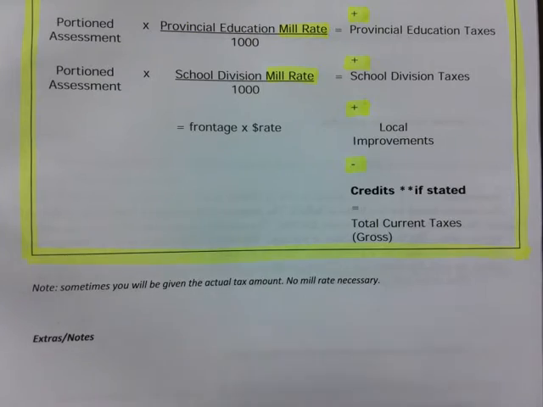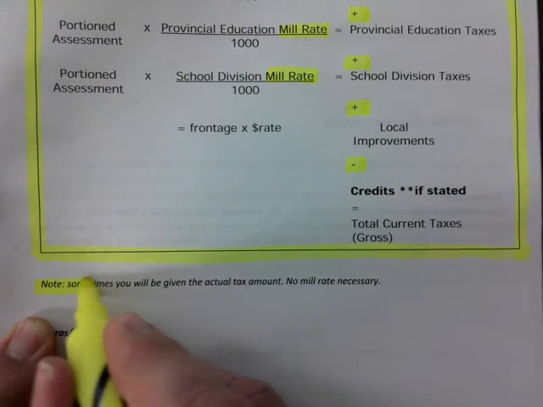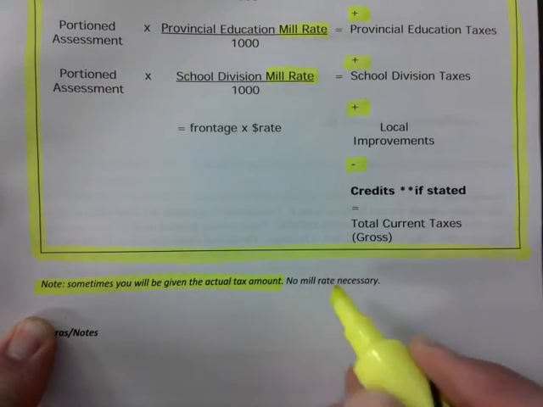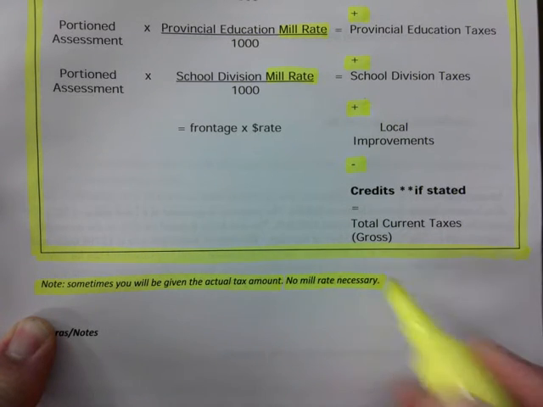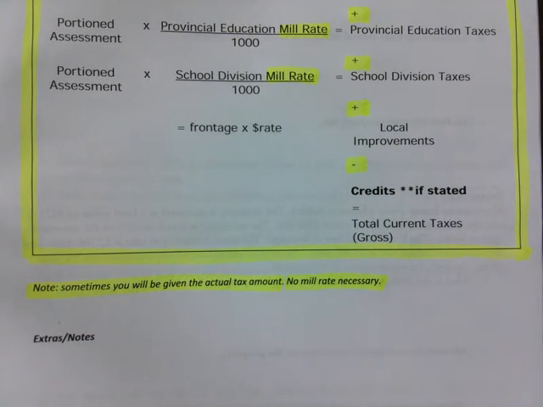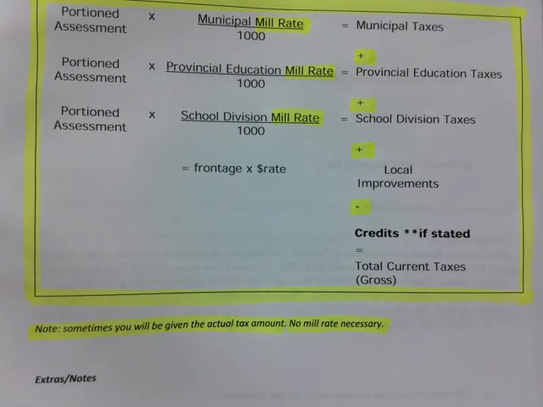And watch this. Note, sometimes you'll be given the actual tax amount, no mill rate necessary. So I could actually straight up tell you that the municipal taxes are $2,000 for this house, right? There is no mill rate. Don't worry about it.